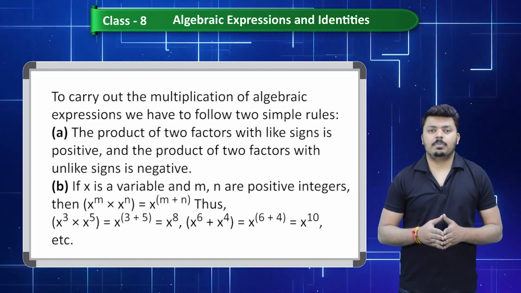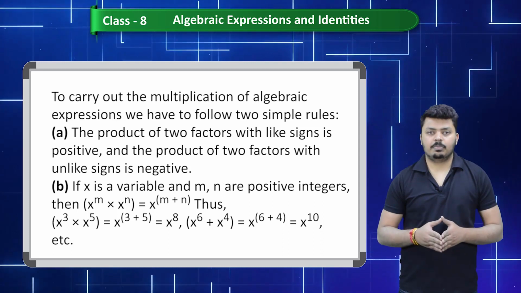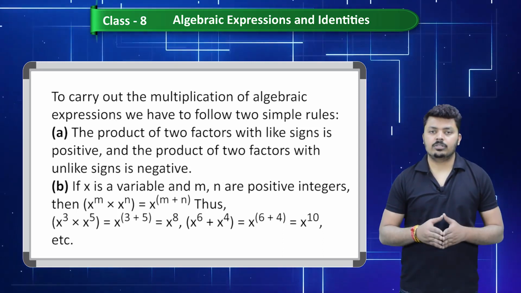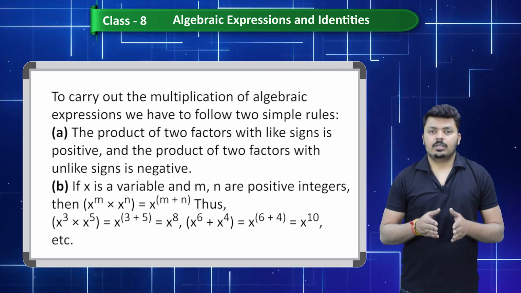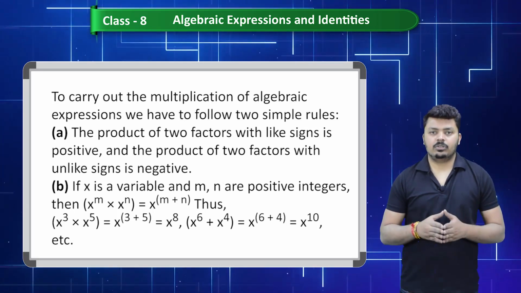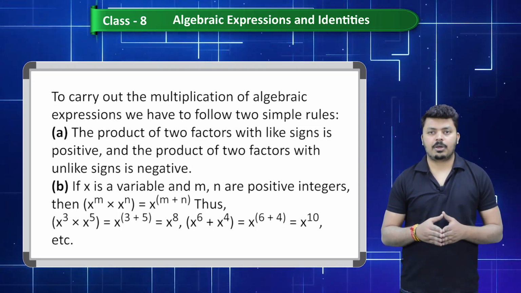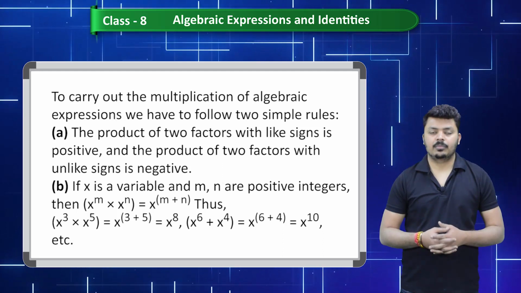Thus, x to the power 3 into x to the power 5 equals x to the power 3 plus 5 equals x to the power 8. x to the power 6 into x to the power 4 equals x to the power 6 plus 4 equals x to the power 10, etc.